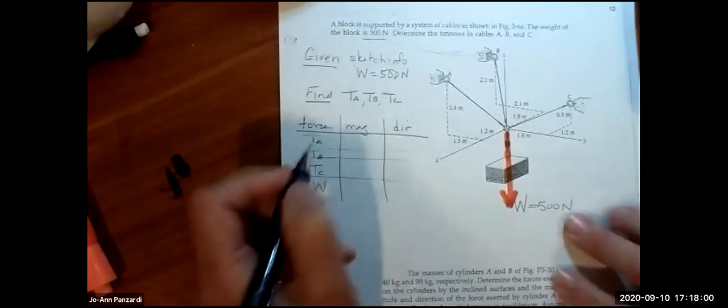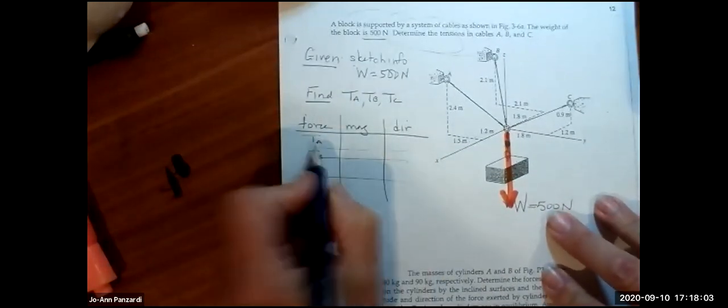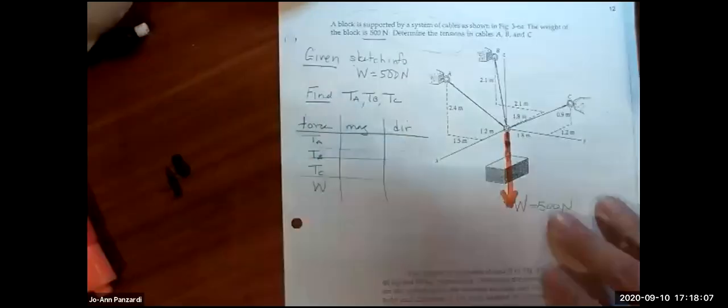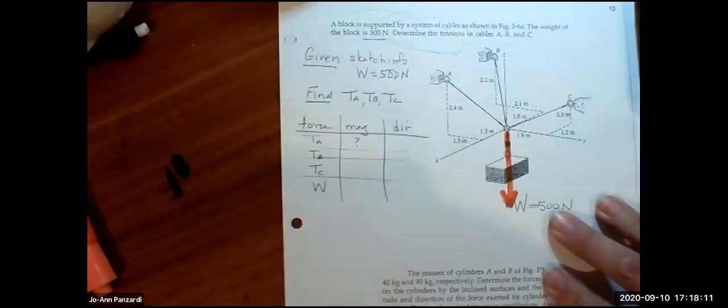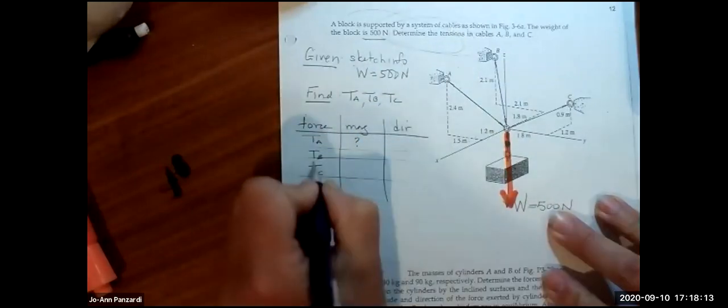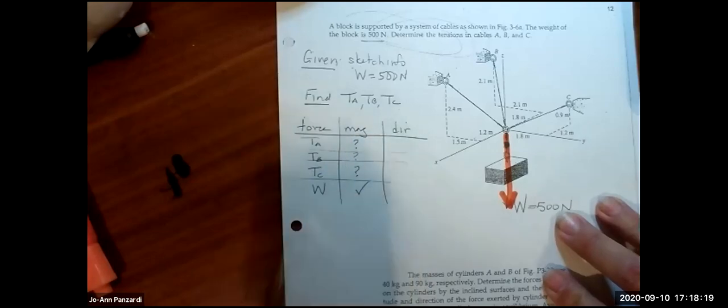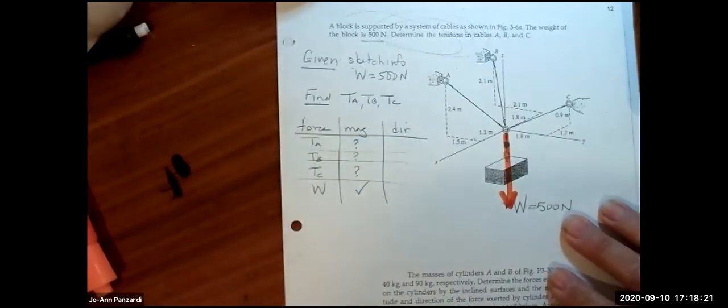Okay, so what about the magnitude? Do we have the magnitude of TA? We can get it, but do we have it already? No. So it deserves a question mark. We need an equation. How about TB? Nope, we're looking for it. And so for TC. Right. What about the weight? We have that. Okay.